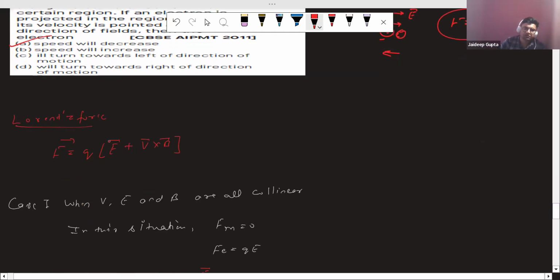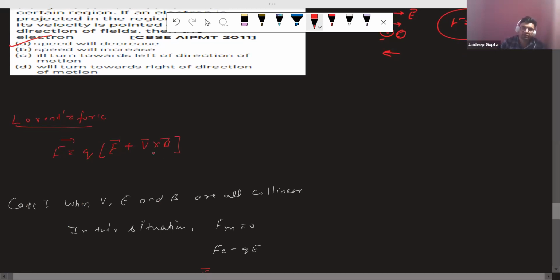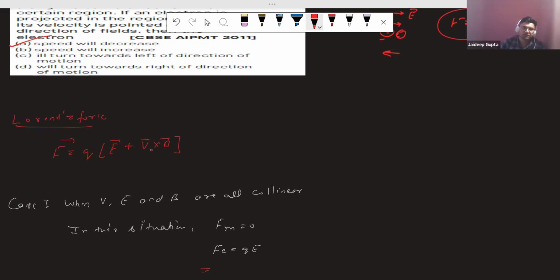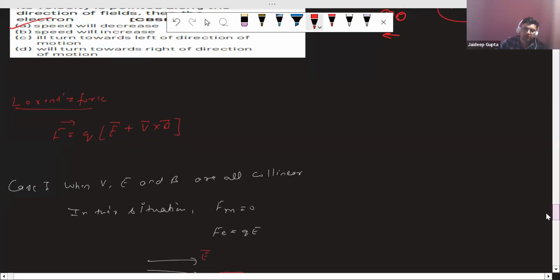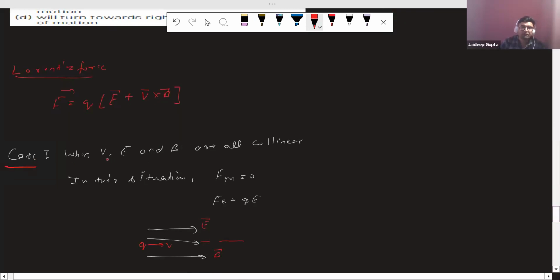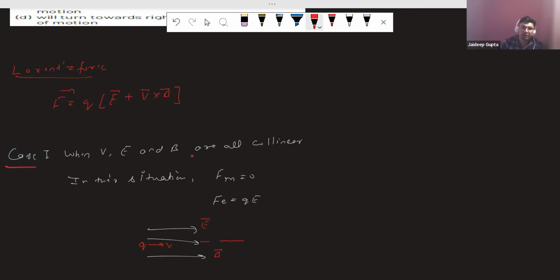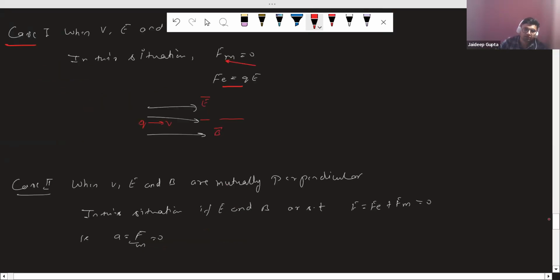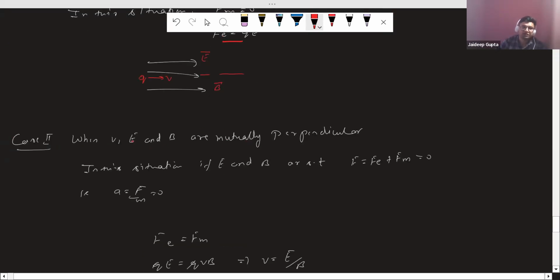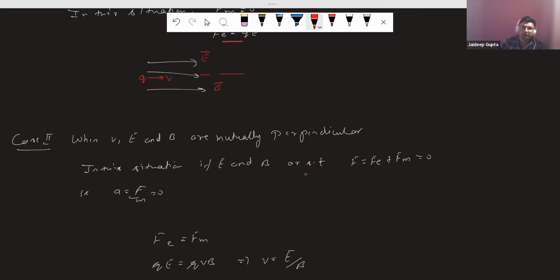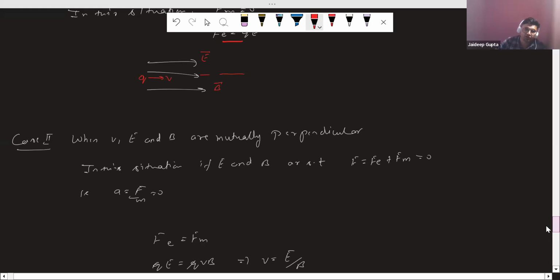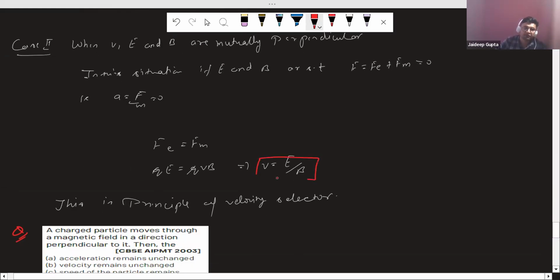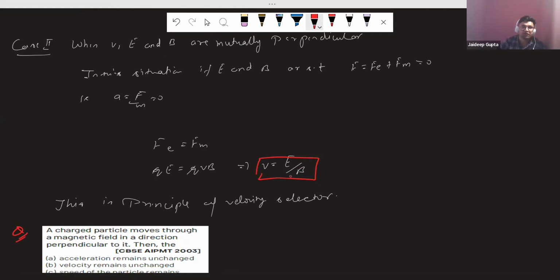Now, Lorentz force, the total force experienced by a charge in magnetic and electric fields, that is F equals q(E vector plus v cross B). Case one: when velocity of the particle, electric field and magnetic field are collinear, all in the same direction, the magnetic force will be zero, but the electric force will not be zero. Second, when velocity, electric field and magnetic field are mutually perpendicular, the net force experienced by the charged particle can be zero. Just remember this is the velocity by which the particle moves, and this is the principle based on the velocity selector.